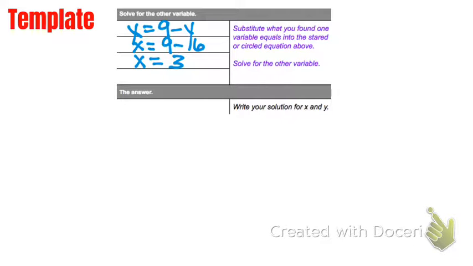So what my solution is, I found out that x equals 3 and y equals 6. This is the solution to both of those equations, or I can write it as a coordinate. When x equals 3, y equals 6.